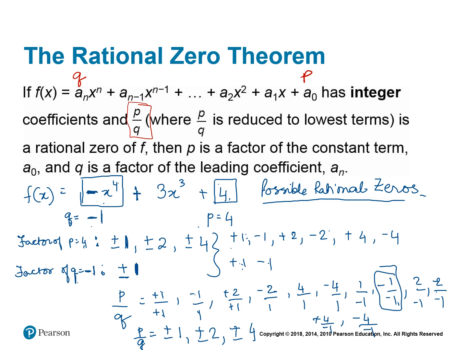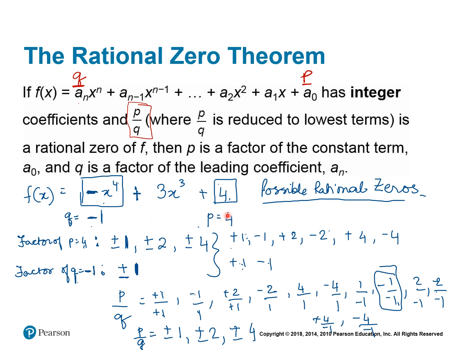What is P and what is Q? P is the last coefficient and Q is the first coefficient of our polynomial. So in this example here, P is going to be the last coefficient, which is a 4, and Q, the first coefficient in this case, is -1, correct? It's negative x to the 4th, that means the coefficient is -1.